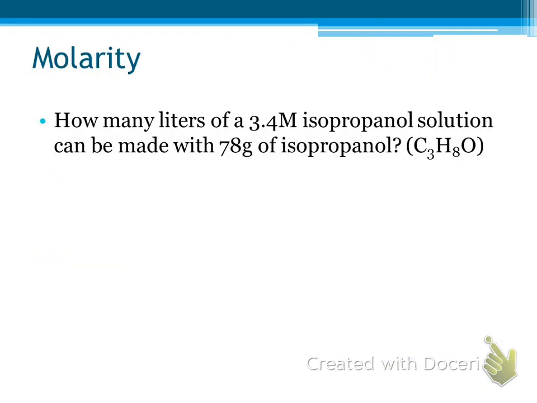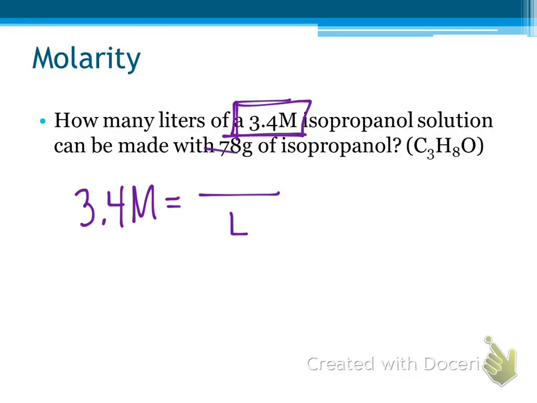All right. Let's try this one. All right, so this, what does 3.4 tell us? What is that? That's our molarity. That's our concentration. So we say 3.4 M equals moles divided by liters. We can change that to moles. That's 78 grams.